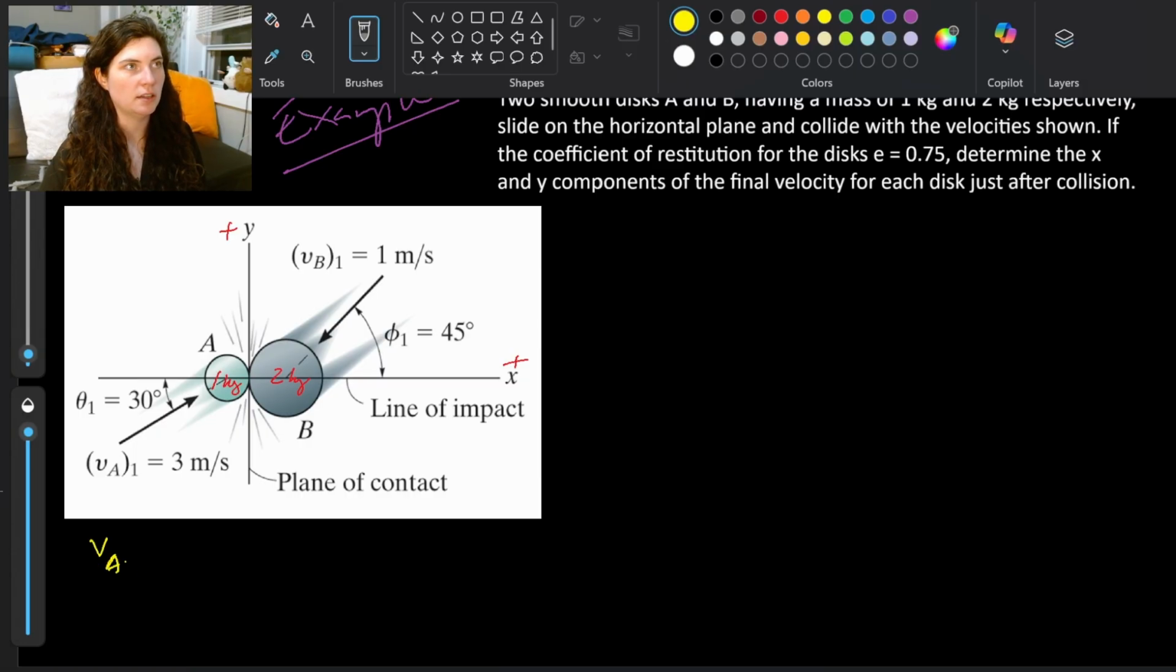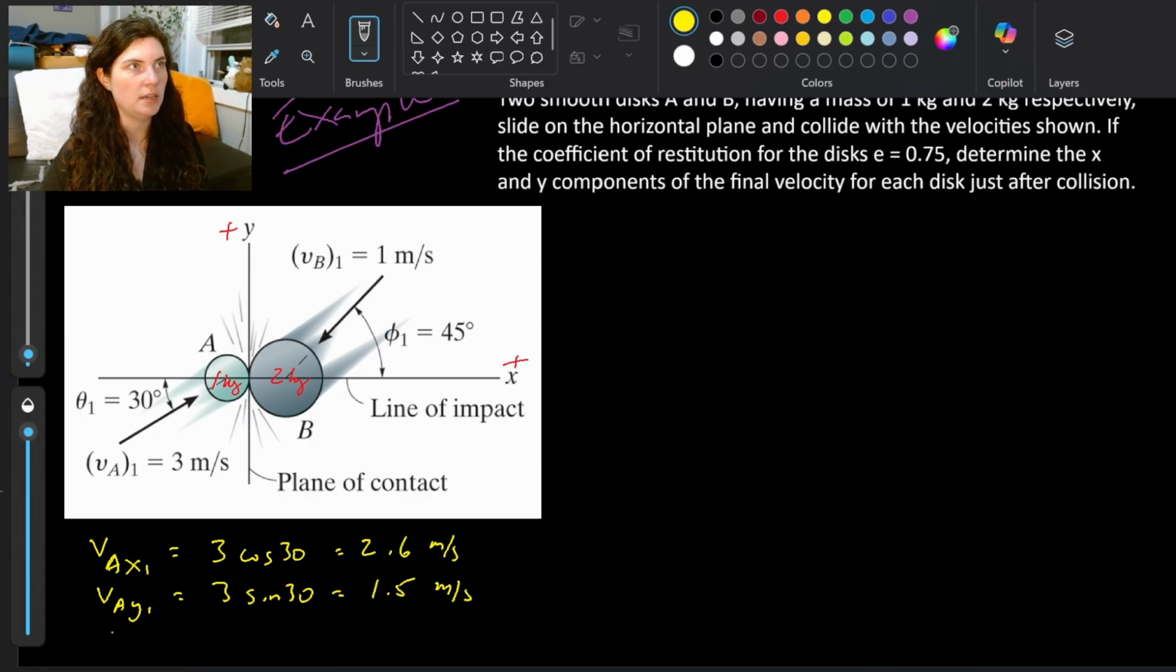So VAX1, the x component of this guy, is going to be 3 meters per second times cosine 30. And that seems to be in our positive x direction, so I can pop that into the calculator and get 2.6 meters per second. And then I'll look at my y component for this guy. VAY1, that's going to be 3 sine 30. And again, that's in the positive y direction, so that's a positive 1.5 meters per second.